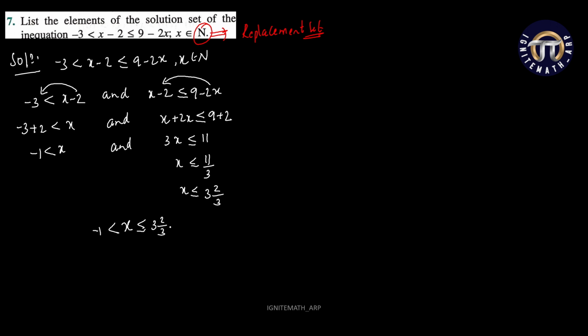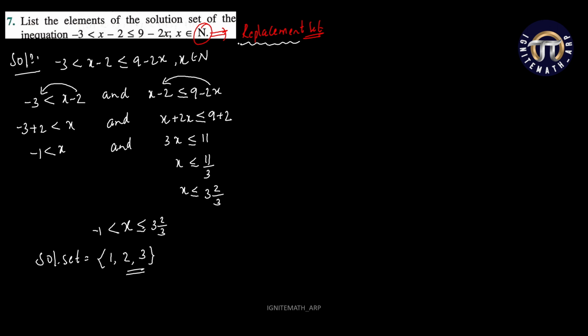Okay, this is not your solution set, keep in mind, children. Now I'm going to write the solution set. The solution set is to be written by keeping in mind the replacement set. The replacement set is the set of natural numbers. So you have to take the natural numbers which are greater than minus 1. The first and smallest natural number is 1, I would take. 2 I will take, and also 3 I will take. 3 and 2 by 3 is not a natural number, it's a rational number. Only these three are part of your solution set.